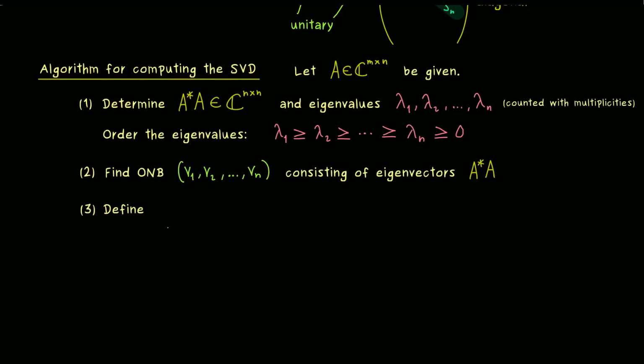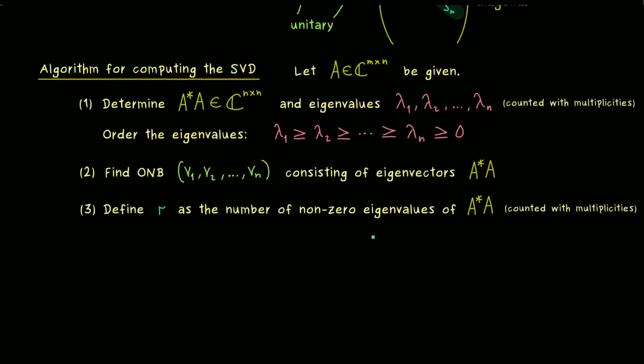Then the next step is quite easy, we just define the number lowercase r as the rank of A star A. And please note this is equivalent to saying how many of the eigenvalues lambda i are non-zero. Which also means if we go through the list, we will reach lambda with index r, and afterwards we only find zeros. This is important because in the fourth step, we will have a for loop that goes through all the indices starting with 1 and ending with r.